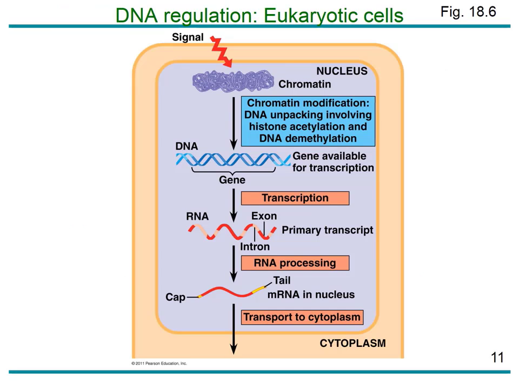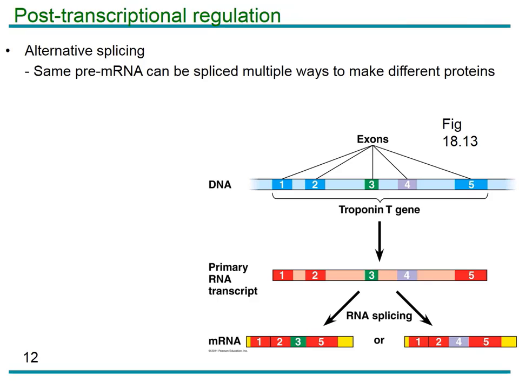There are additionally some post-transcriptional ways that we can regulate our protein expression after we have made our mRNA. One way we can regulate protein expression is through alternative splicing. The same mRNA can be cut multiple ways to make different proteins. So here on the right is a schematic of a section of DNA, and that section of DNA is transcribed into a primary RNA transcript or pre-mRNA, and that mRNA can be spliced differently to make different proteins.